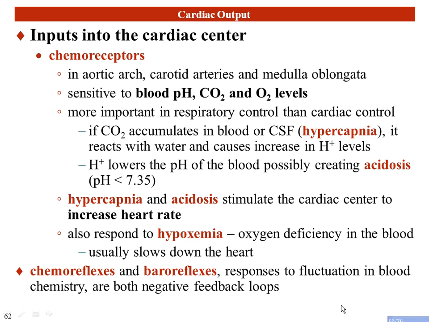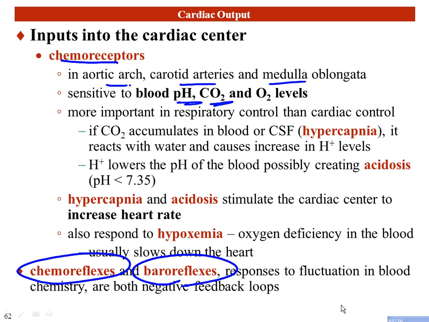Now, some of the information that the cardiac center uses to evaluate heart rate, first of all, is blood pressure. It receives information regarding blood pressure from baroreceptors. Baroreceptors constantly send information to the cardiac center about the blood pressure. There are also chemoreflexes, or chemoreceptors. Chemoreceptors are found in the aortic arch, carotid arteries, and the medulla. They monitor pH, CO2, O2 levels. These things have a more potent impact on the rate of respiration, as we'll see in a little while, but they do influence heart rate.